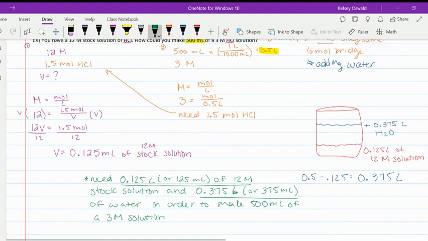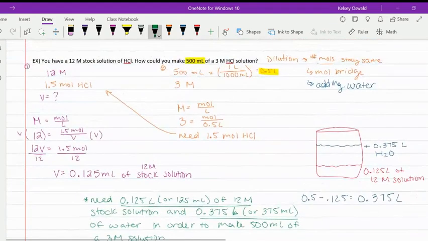So to recap that one, because I know that was kind of a lot. When we are diluting a solution, the number of moles stays the same. So we found here, if we wanted to make 500 milliliters of a 3 molar solution, we would need 1.5 moles of HCl. We're going to get that 1.5 moles of HCl from our 12 molar stock solution. If we know the molarity and the number of moles that we need, we're able to solve for the volume that will contain that number of moles. So we found that we needed 0.125 liters of our stock solution.